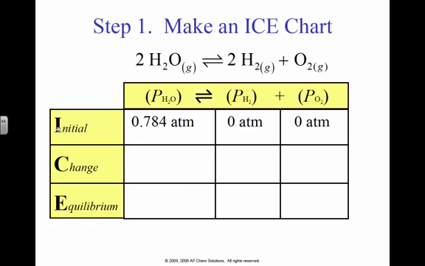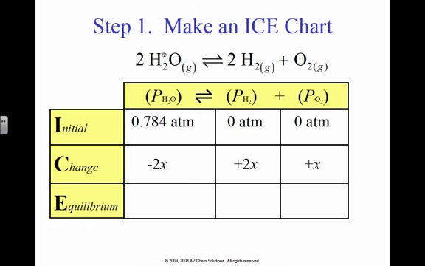An ice chart, I stands for initial at the very beginning of the reaction, C stands for change, E stands for equilibrium. Initially, before this reaction took place, I had 0.784 atm as far as pressure for water. Since this reaction has not taken place yet, over here on the right-hand side, I have 0 pressure for hydrogen and 0 pressure for oxygen gas. Now, what change is going to take place?